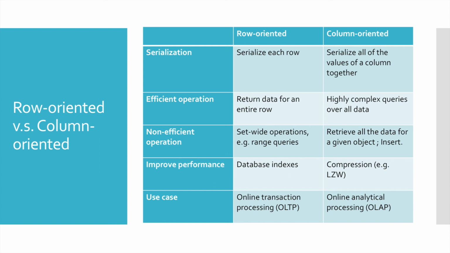On the contrary, for the non-efficient operations, the row-oriented is not good at set-wide operations like range queries. And the column-oriented is not good at retrieving all the data for a given object. Also not good at inserting data because it uses several buckets to store data. When it inserts, it needs to split and touch different storage.